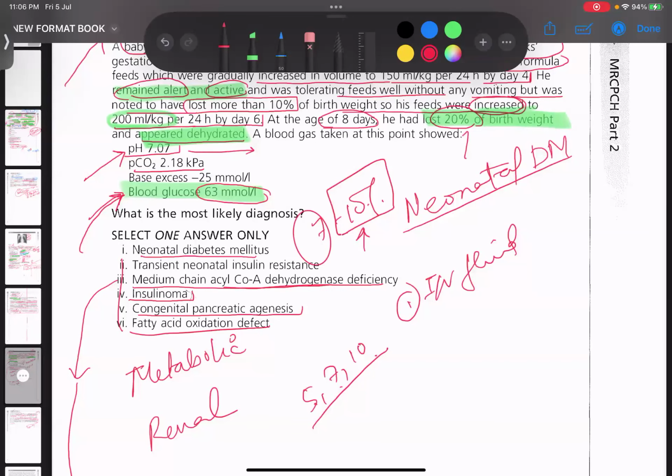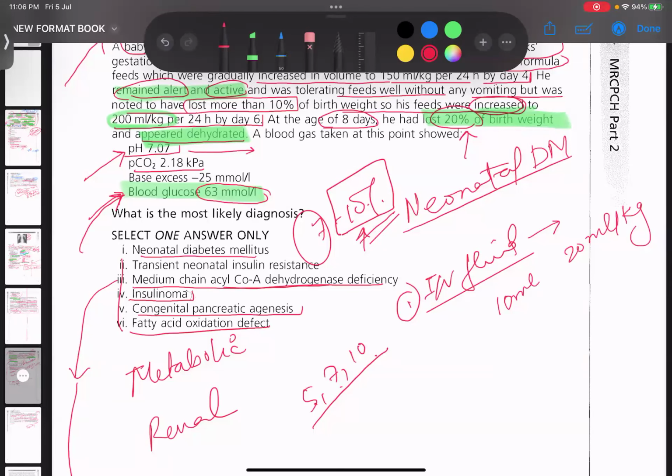So this child is having 20% weight loss. That means obviously he's having severe dehydration. Severe dehydration, we'll go with the IV fluid normal saline. In this case, do you think we should go with 10 ml per kg or 20 ml per kg? 20 ml per kg initially. Slow correction of acidosis, otherwise it will lead to cerebral edema.